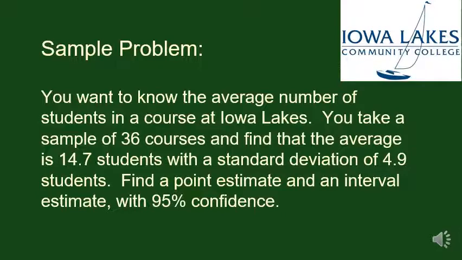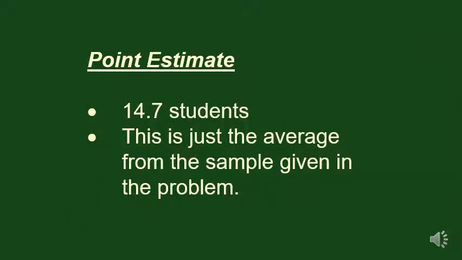Except that the problems in your book typically read longer than this, the idea of them is pretty much the same. They'll always give you the confidence level, and they'll give you the other information you need, which typically is the average, the standard deviation, and how many things you're looking at. The problem first said to find a point estimate, and that's literally given to you in the problem. It's just the average of our sample, which is 14.7.